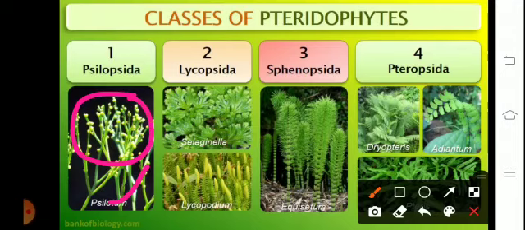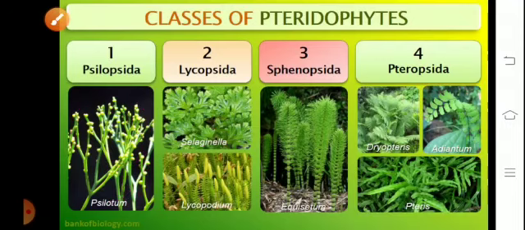In this module, we had a detailed discussion on the pteridophytes. Hopefully, you must have understood all the concepts thoroughly.